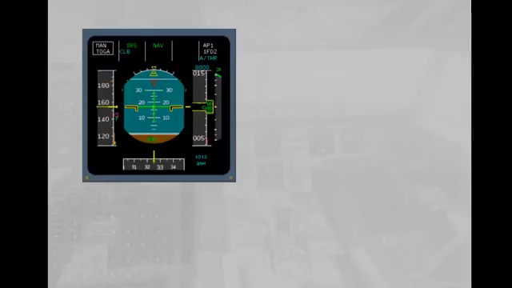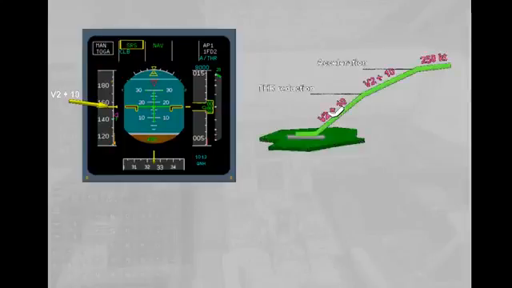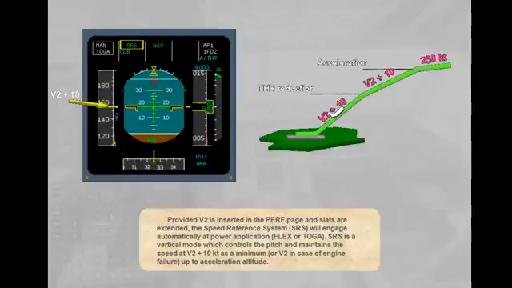Provided V2 is inserted in the perf page and slats are extended, the Speed Reference System (SRS) will engage automatically at power application, flex or toga. Speed Reference System is a vertical mode which controls the pitch and maintains the speed at V2 plus 10 knots as a minimum, or V2 in case of engine failure, up to acceleration altitude.